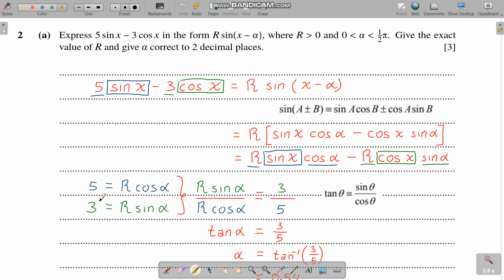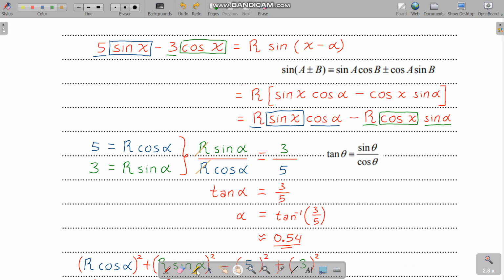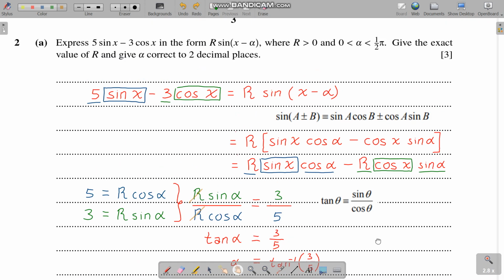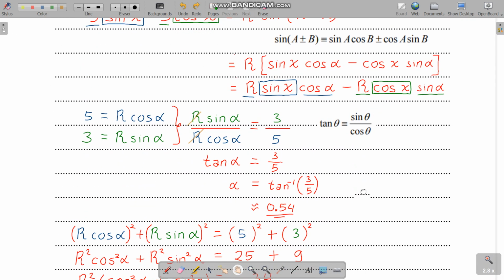And then we divide both equations. So r sine alpha over r cos alpha is 3 over 5. Of course, we cancel out the r. Sine over cos becomes tangent, and we do inverse tangent. We get alpha equals 0.54 in two decimal places.